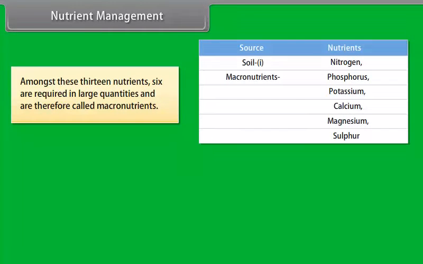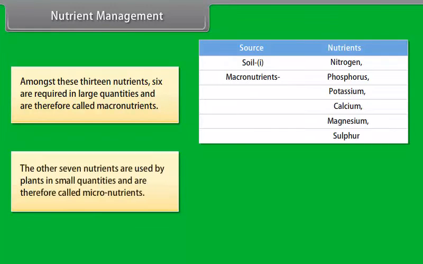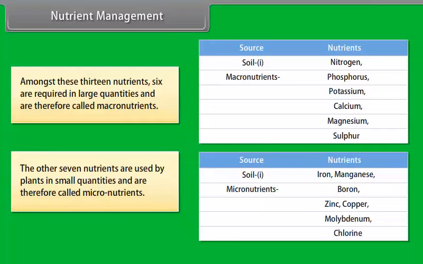Amongst these 13 nutrients, 6 are required in large quantities and are therefore called macronutrients. The other 7 nutrients are used by plants in small quantities and are therefore called micronutrients.